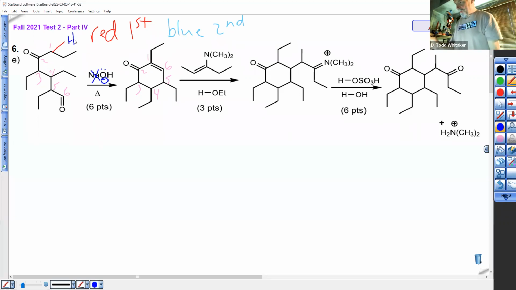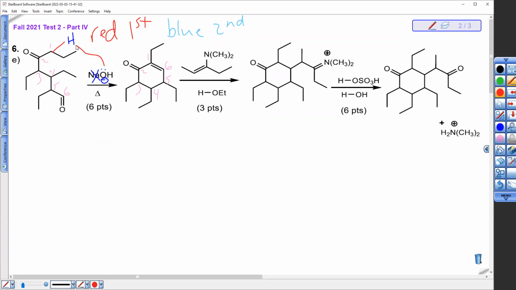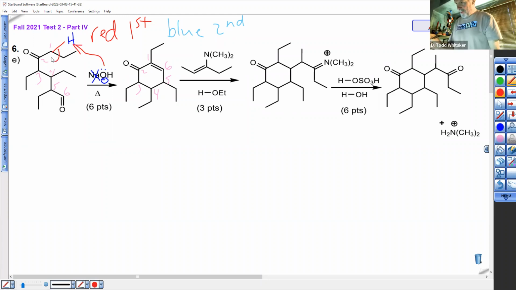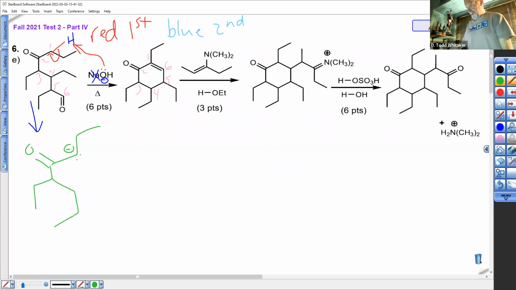Got an H. Sadly, that's a red bond. What can you do? Red bond's going to break and become a lone pair. Where? On the alpha position. Let's draw it. Blue in green. A wonderful song. Okay, there we go. And 3 has ethyl. 4 also has ethyl. 5, wow, we got ethyls everywhere. 6 is a carbonyl.